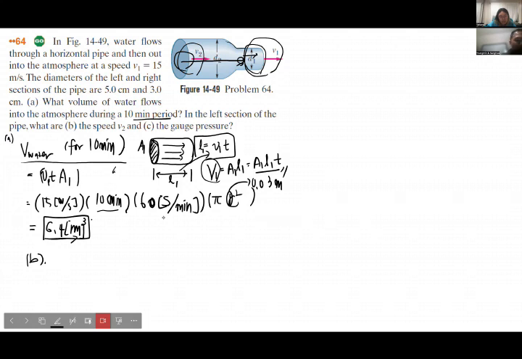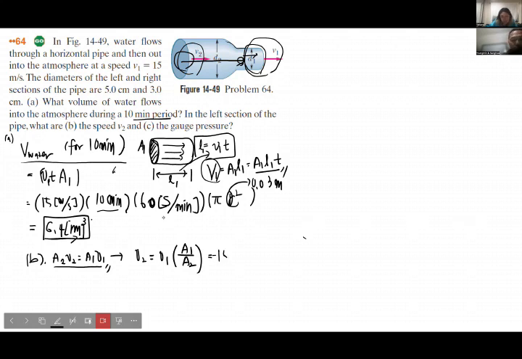So with that idea, A2 times V2 should be the same as A1 times V1, right? With that, the velocity V2 is expressed with V1 times the areal change, A1 over A2. All right, so now the V1 is 6.4. Oh, sorry, 15 meter per second, right?